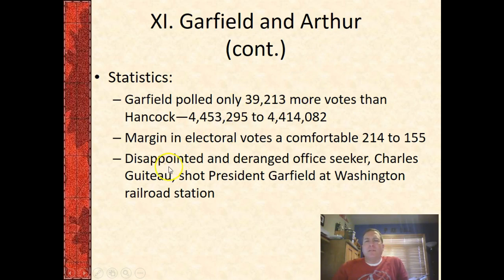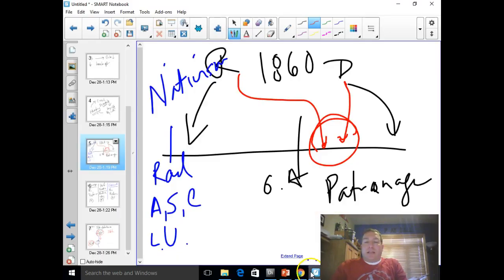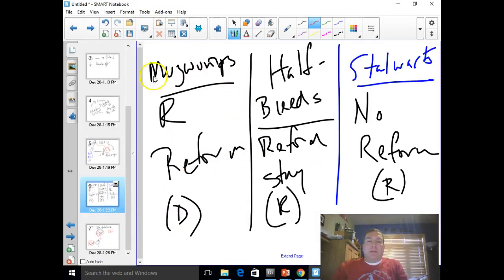The reason for this is simple. Remember the story that I told you about Garfield's assassination, where his doctors are going to kill him with their infected fingers going into Garfield's back. This is because of the shooting by Charles Guiteau, who is going to shoot Garfield. Garfield's assassination is then going to lead to a recognition that we've got a bad system going on. Garfield's death is going to activate this group of individuals and this group of individuals.